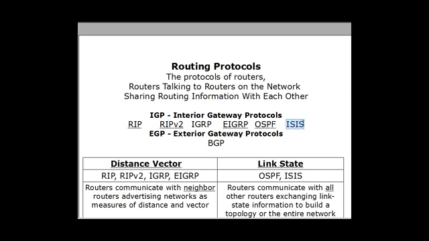ISIS is CCNP material, and then BGP, an exterior gateway protocol, is also CCNP material. The Border Gateway Protocol is used for going from usually ISPs to ISPs, or from autonomous systems to ISPs, and once again, that's CCNP stuff. But you need to know the two different types, interior gateway protocols and exterior gateway protocols. So we're going to mostly be talking in the Cisco CCNA about interior gateway protocols.